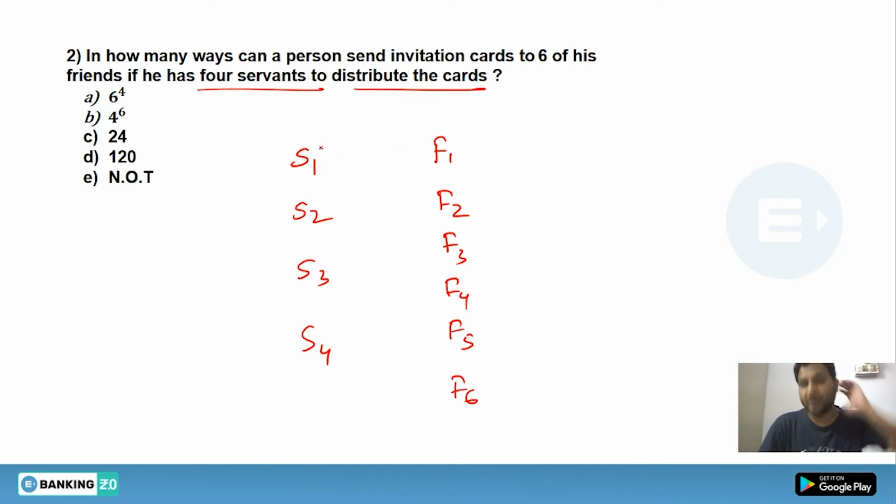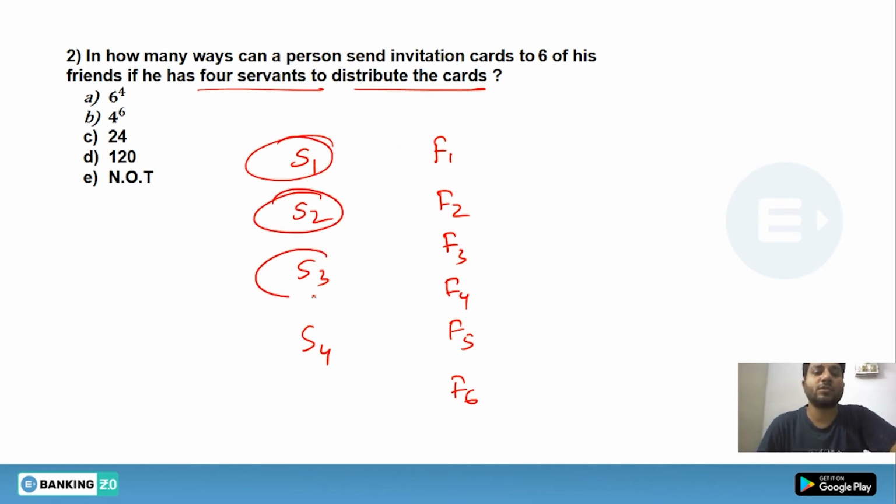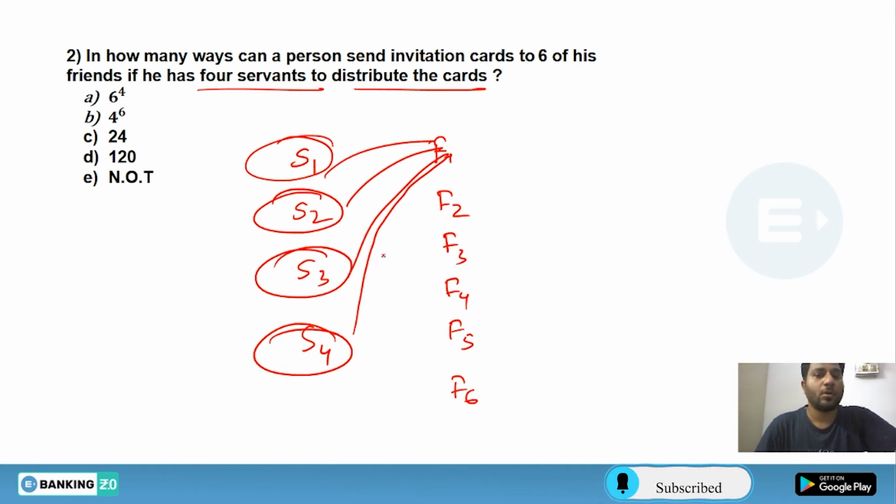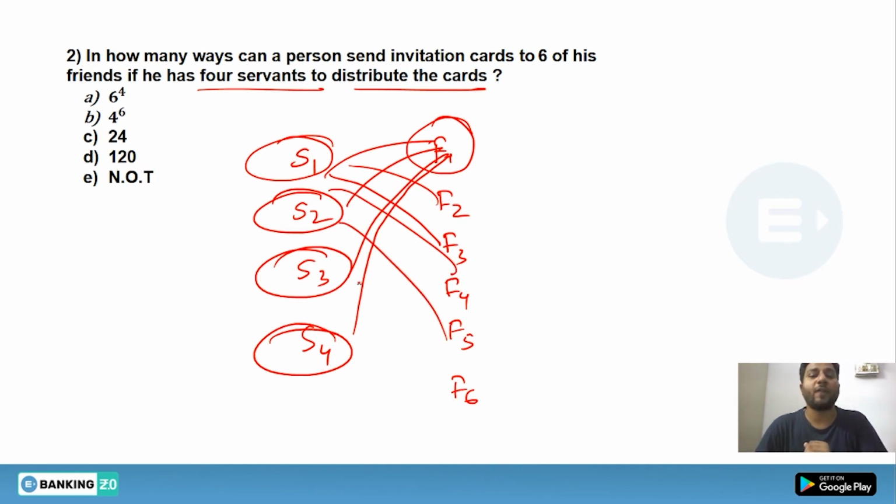So that means servant 1, servant 2, servant 3, servant 4, all the servants can go to friend 1. If all the servants can go to friend 1, then all the 4 servants can go to friend 2 as well. The same process will continue with friends 3, 4, 5 and 6. That means all the 4 servants can go to all the 6 friends. So for the first friend, 4 possible cases will happen, and all the four servants can go to friend 1.